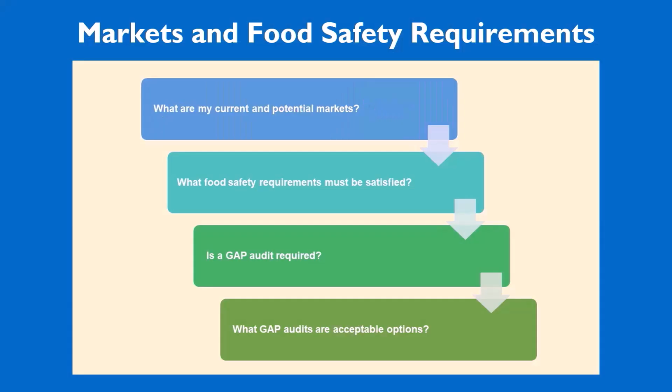As we discussed in Module 1, where we looked at accessing markets, we saw that there is not a one-size-fits-all for different markets and their food safety requirements. We also saw that it is critical to communicate with your market to find out their specific food safety requirements and what you, as a grower, need to do to satisfy those requirements. If a food safety audit is needed, asking what specific audits are acceptable is vital.